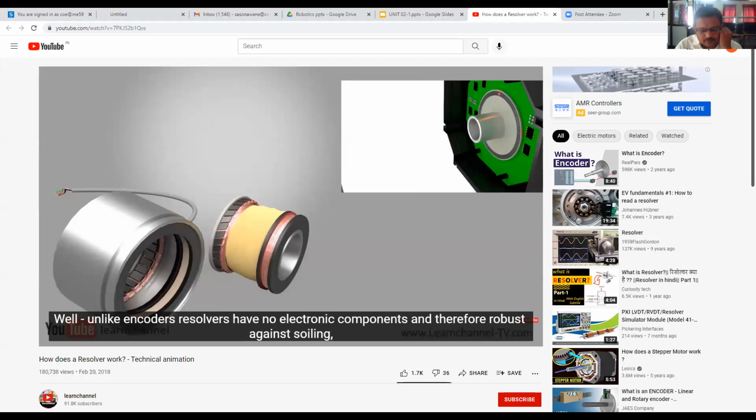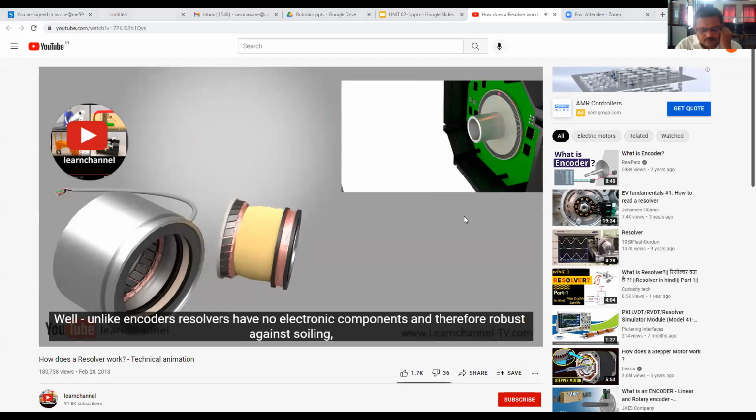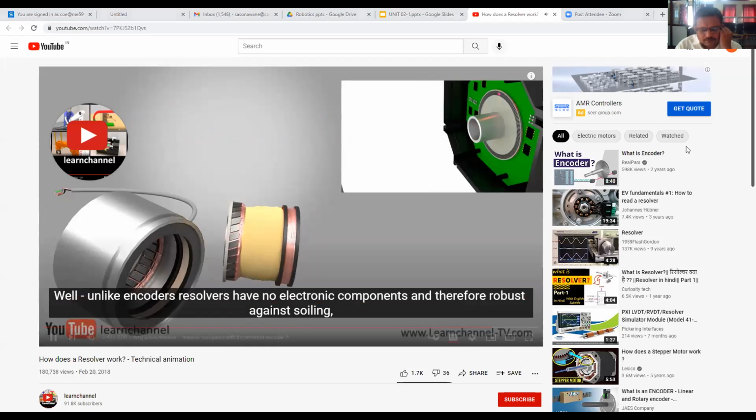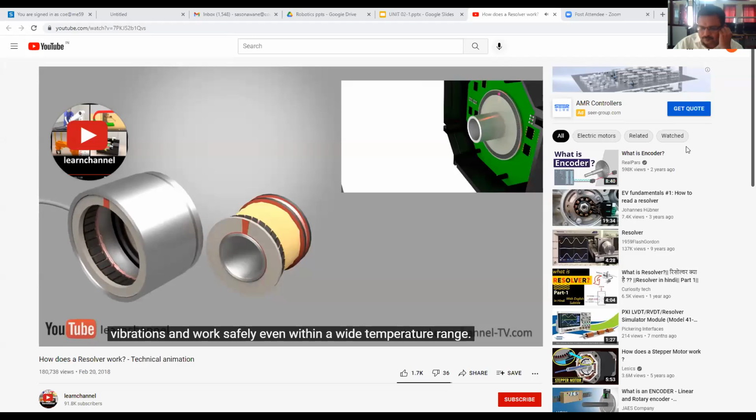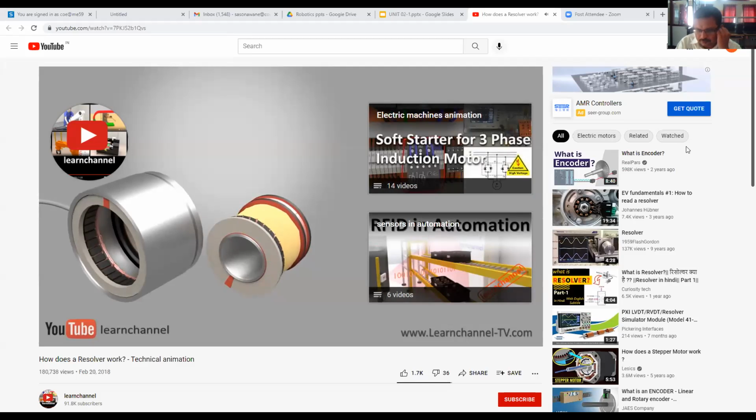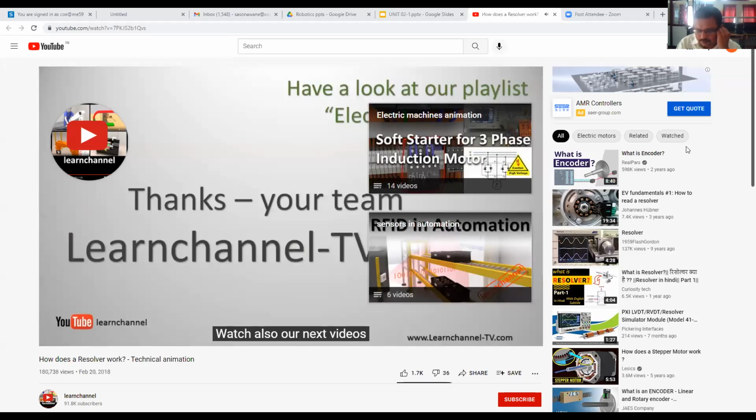Well, unlike encoders, resolvers have no electronic components and are therefore robust against soiling and vibrations, and work safely even within a wide temperature range. This makes them highly reliable and environmentally resistant. Watch also our next videos.